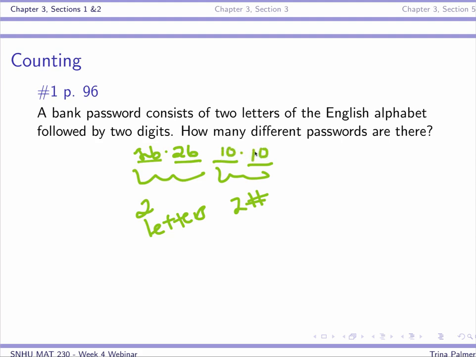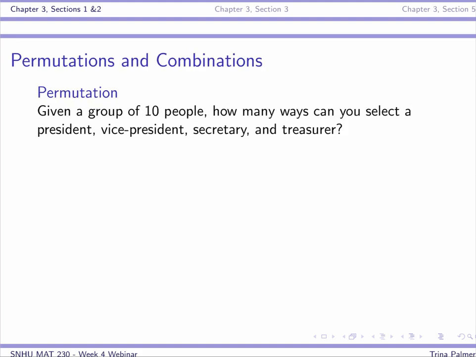And then using the multiplication principle, you get whatever this is. I'm going to write it as 26 squared times 100, whatever that is. Is that okay? Okay. So again, that first one was the multiplication principle.